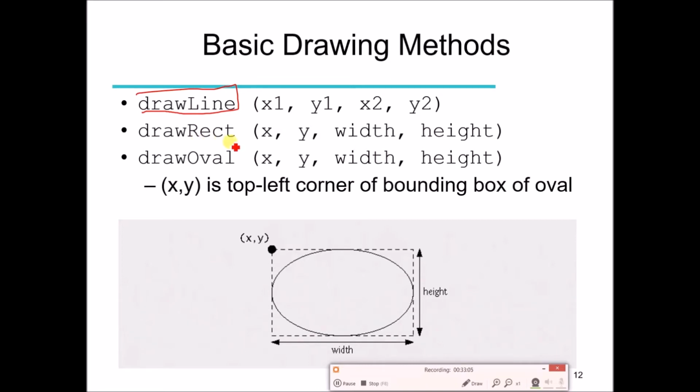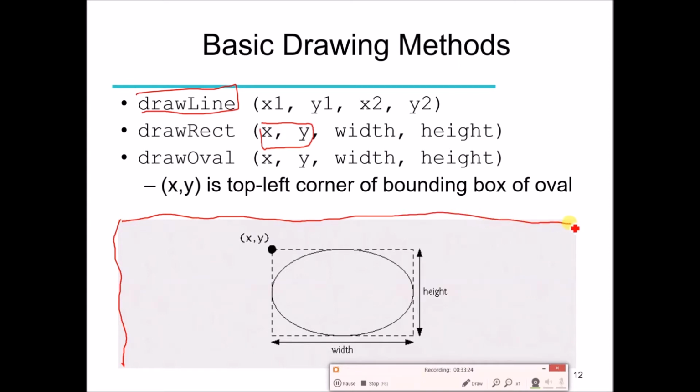If you want to draw the rectangle, we have to specify the 4 parameters: x and y, width and height. X and y is basically the top left corner of the rectangle, and remember that in our Java coordinate system, the origin is at the top left. So our x values increase from left to right, and our y values increase from the top to the bottom. So this is the origin here. This has the coordinates 0 and 0.